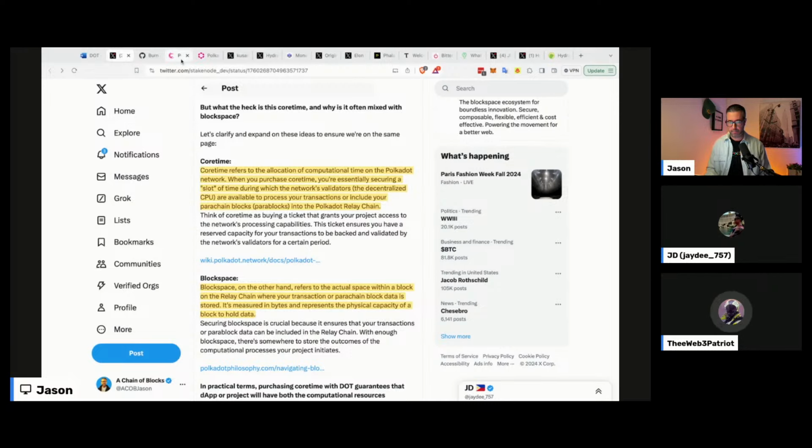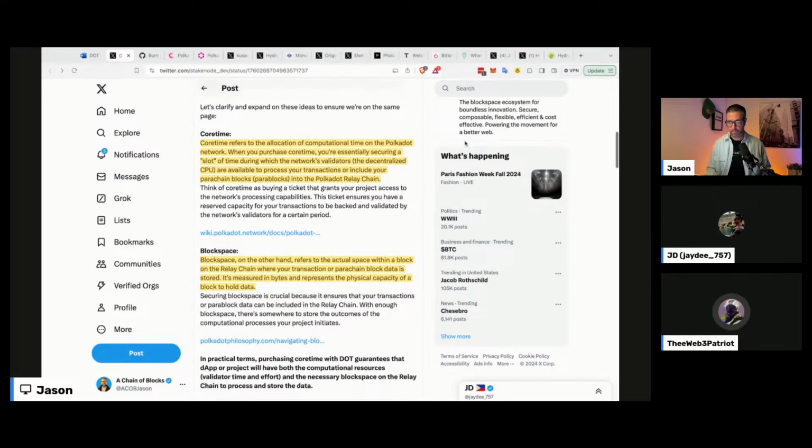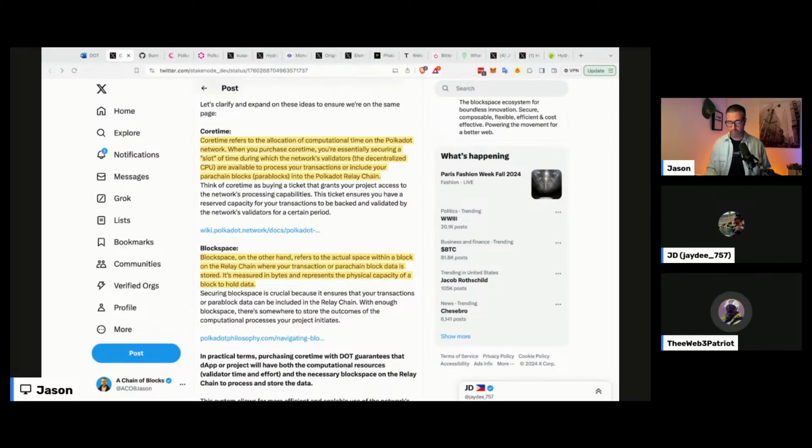In terms of the core time versus the block space concept, from my understanding, core time is going to be the computational time that the parachains, that the enterprises are going to use within Polkadot, and block space pertains more to the relay chain itself, the actual block space within the relay chain for data and storing and all that type of stuff. So core time is more or less the space and time that you're going to basically buy, rent, sell within Polkadot on the secondary market, whatever you're going to do with it.